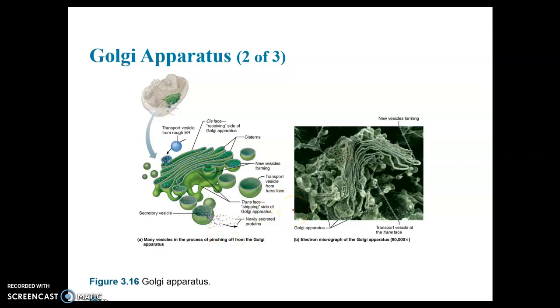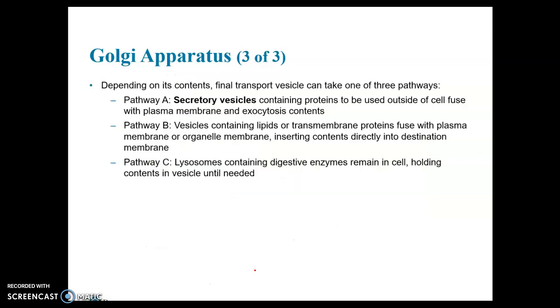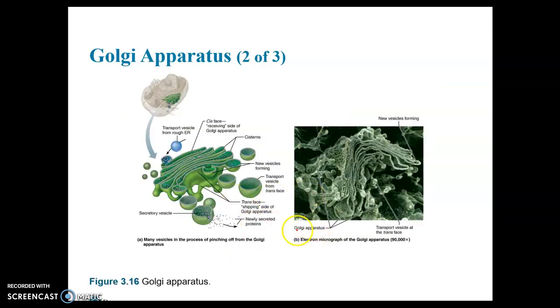of the Golgi. And now they're transport vesicles, and they can either release their product inside the cell because this product is something needed by that cell, or they can release the product outside the cell by exocytosis through a secretory vesicle. So this is how the Golgi apparatus works. And this just says, depending on its contents, the final transport vesicle, so going here, this would be the final transport vesicle that has pinched off from the Golgi apparatus.